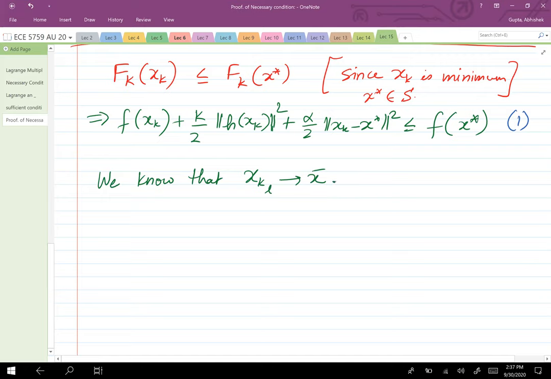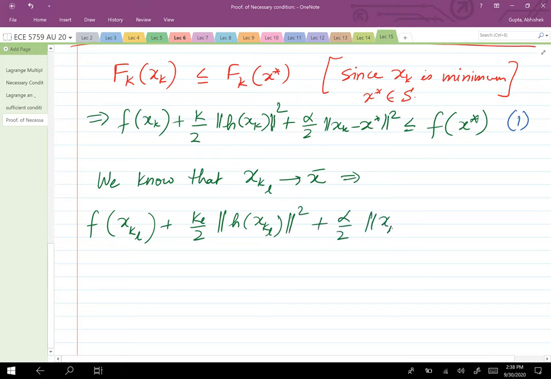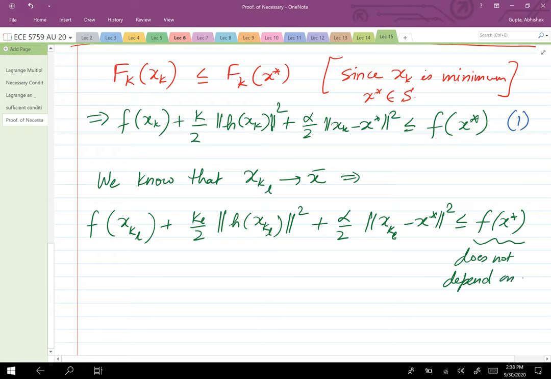Now, we know x_{k_l} converges to x bar. So this implies f(x_{k_l}) plus k_l over 2 h(x_{k_l}) squared, plus the last term, is less than or equal to f(x star). Okay, this doesn't depend on k at all. So on the right hand side, I have a left hand side, this term, which depends on k_l, and I have a right hand side, which does not depend on k_l at all. So the left hand side is actually bounded from above.